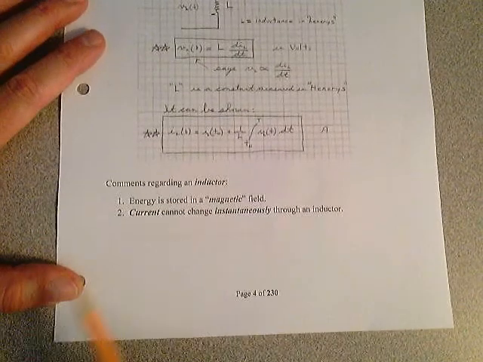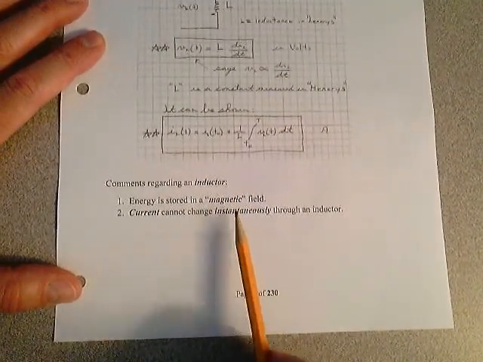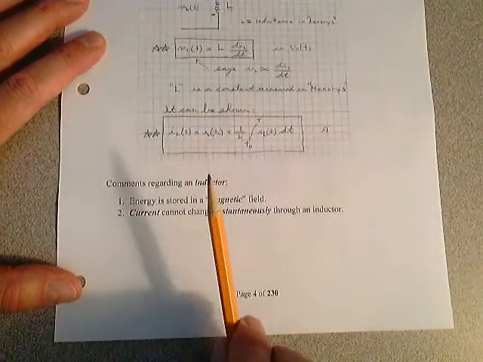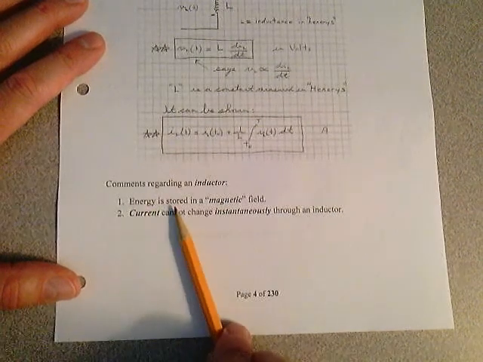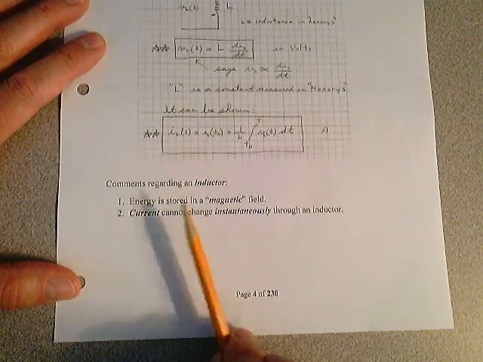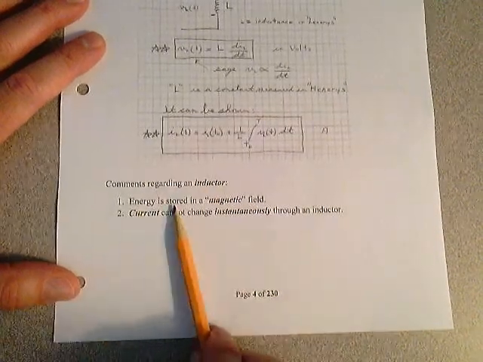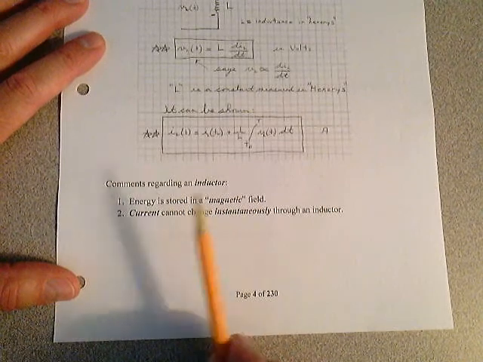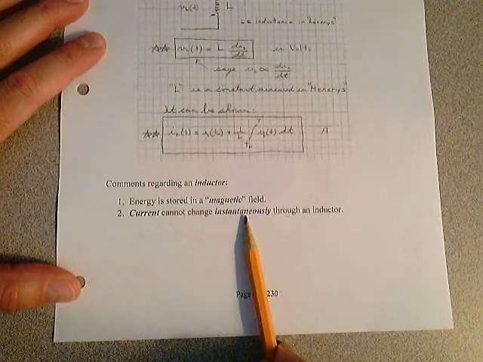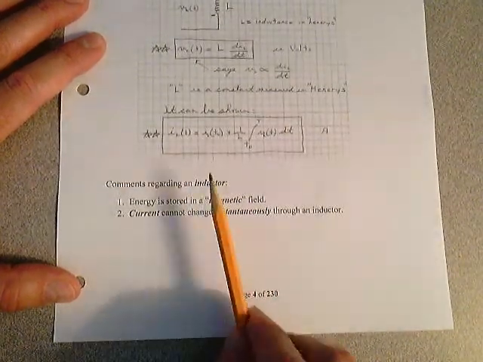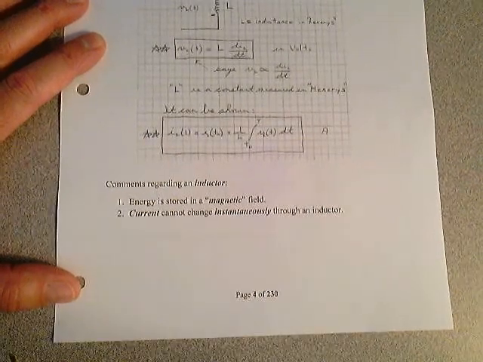Comments regarding inductors. Energy is stored in a magnetic field, and current cannot change instantaneously through an inductor. Let's compare this to the capacitor. The capacitor says that energy is stored in an electric field. In an inductor, the energy is stored in a magnetic field, that flux that gets built up. In an inductor, current cannot change instantaneously. For a capacitor, the voltage cannot change instantaneously across its plates.